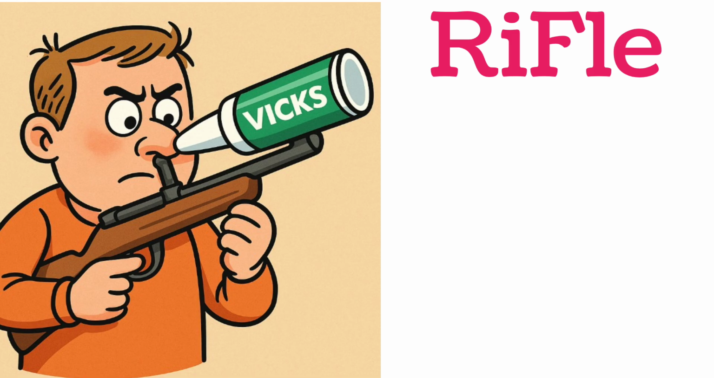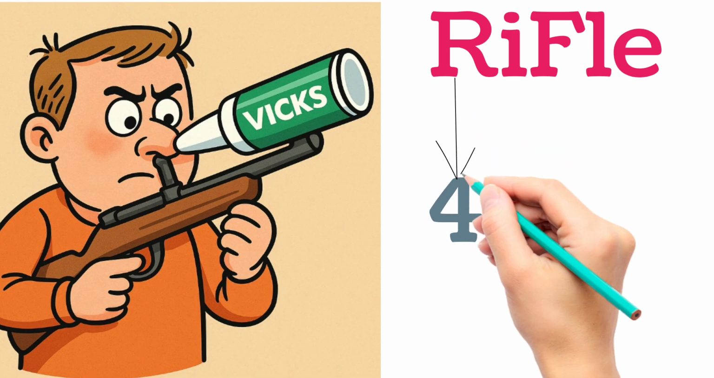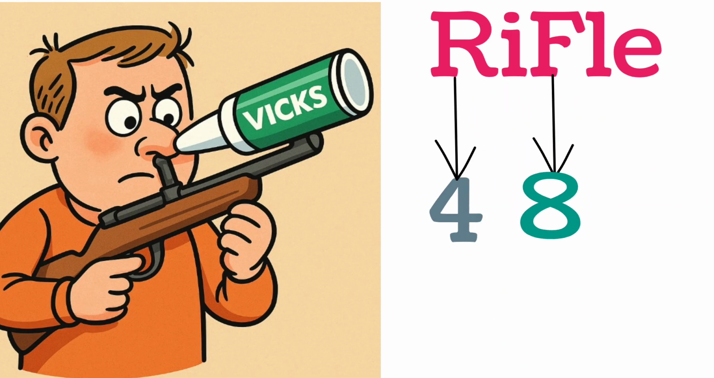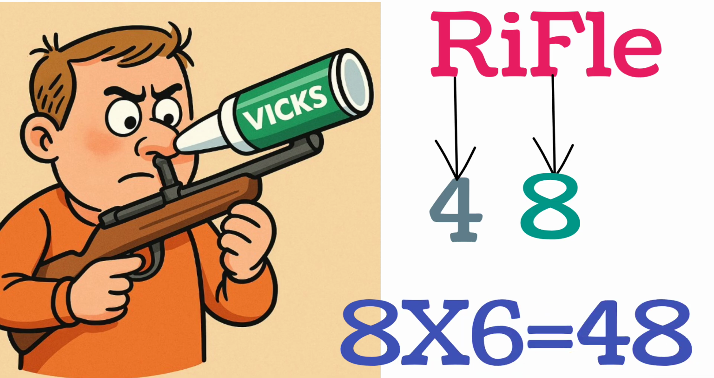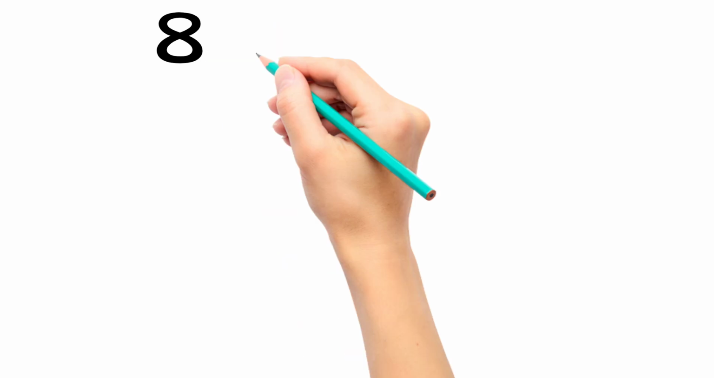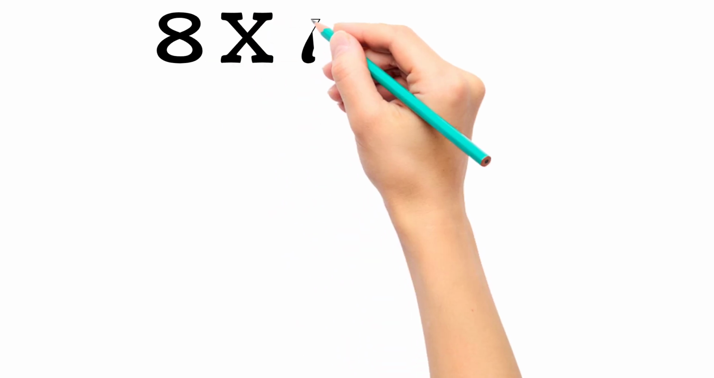8 is plate, 6 is Vicks. And to put the Vicks inside, a special rifle was used. Very good, children. And in the word rifle, R is equal to 4, F is equal to 8. That means rifle is equal to 48. So 8 sixes are 48. Alright, children. We just learned that 8 sixes are 48.